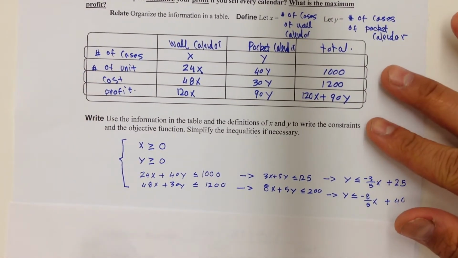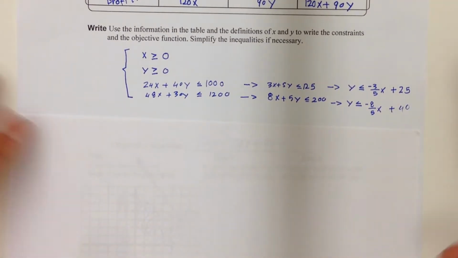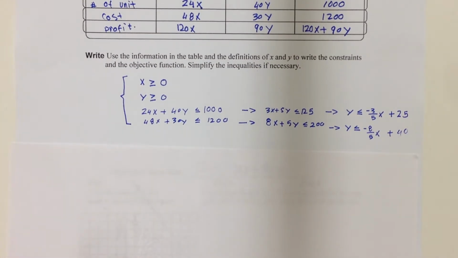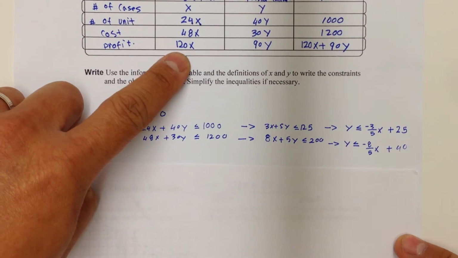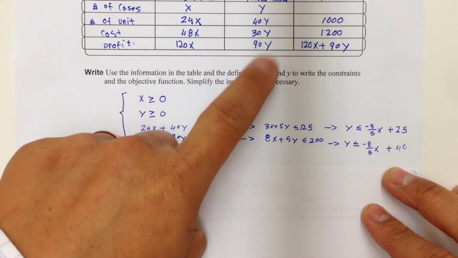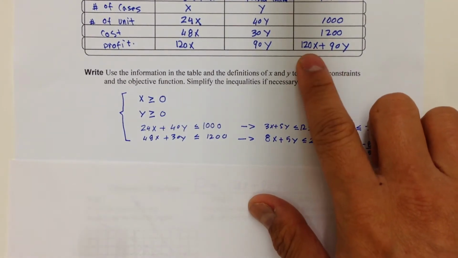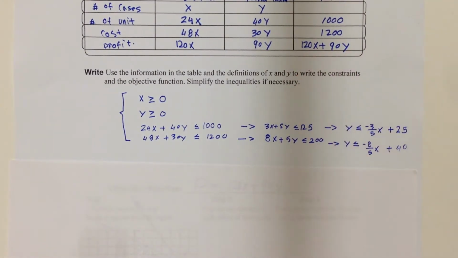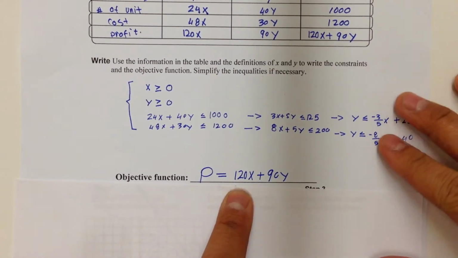The next step is to graph the 4 constraints. Oh, by the way, before we graph the constraints, let's take a look at the function that we want to maximize, which is our profit function. We make $120 per box of wall calendar in profit and $90 per box of pocket calendar in profit. So our profit function is 120x plus 90y, and we want to maximize that. We want to make as much money as we can. So our objective function is that.